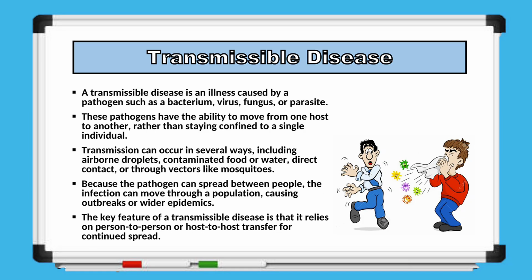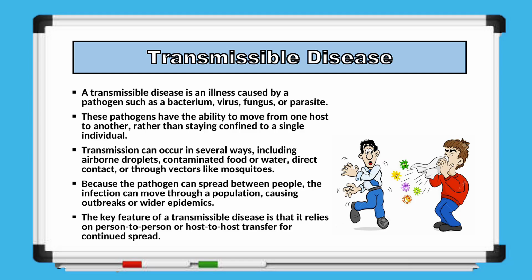A transmissible disease is an illness caused by a pathogen such as a bacterium, virus, fungus, or parasite. These pathogens have the ability to move from one host to another instead of remaining confined to a single individual. Transmission can take place in several ways, including airborne droplets, contaminated food or water, direct contact, or through vectors such as mosquitoes.